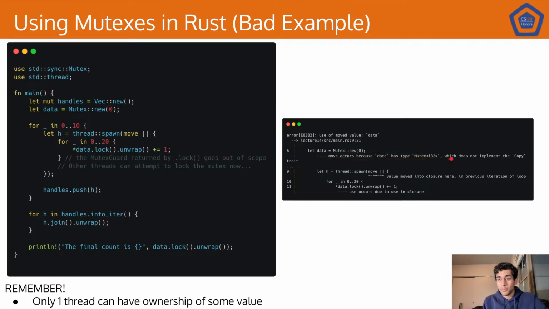This mutex is moved into the first thread, and it doesn't implement copy. It's not a primitive type. So we have this issue where we want to be able to share data between threads, but only one thread can have ownership of this data. So there is a way around this.